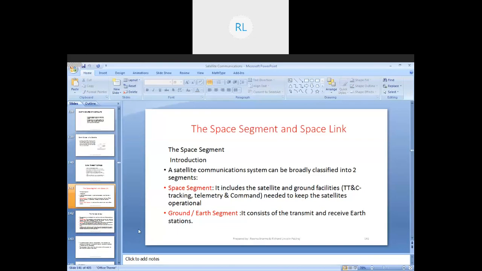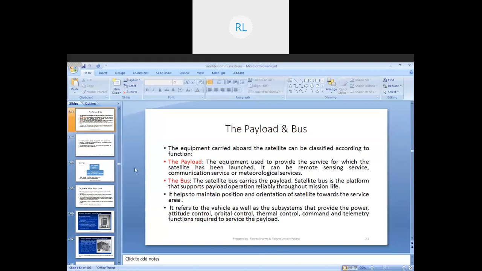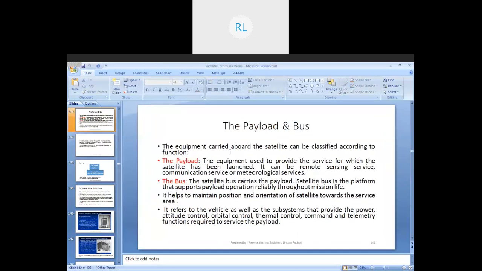It consists of transmit and receive Earth stations, which are placed on the ground, and the payload and bus. Normally we have seen these words very frequently. The passengers here are called the payload, and the one who carries the passengers is called the bus, in simple terms. The equipment carried on board the satellite can be classified according to function. The equipment used to provide the service for which the satellite has been launched is called the payload.